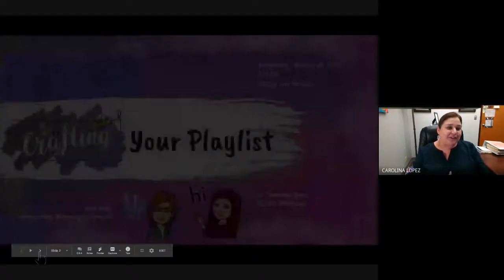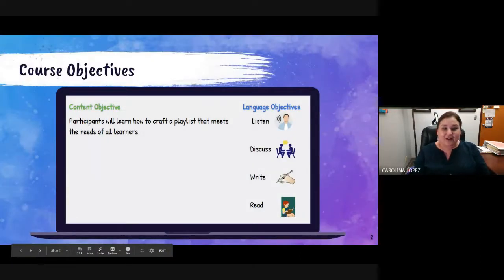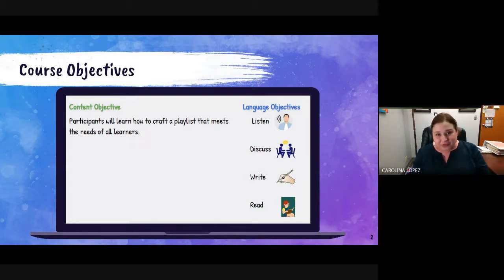We have, of course, language objectives and a content objective. We know that this is something that we do for English learners, so we're just modeling what is happening in classrooms already. So our content objective is quite simple. That is, we're going to learn how to craft a playlist that meets the needs of all learners. And the key word in this content objective is really the idea of crafting. What does it mean to craft a playlist?